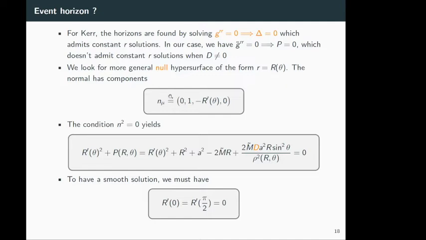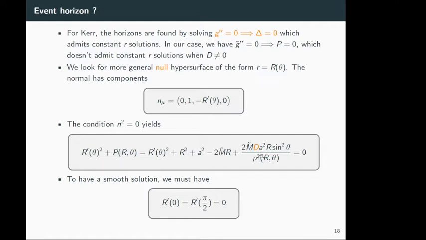A necessary condition for this surface to be null, to be an event horizon, is for this normal vector to be null. So if you take this and write n squared equals 0, you end up with this equation. So instead of just p equals 0, which is what people do following this naive assumption, you actually have to introduce this derivative. Sorry, I didn't say, but a prime is the derivative with respect to the argument, so the derivative with respect to theta. And in the end, you end up with this equation, which is not easy to solve. Analytically, you can't solve it.